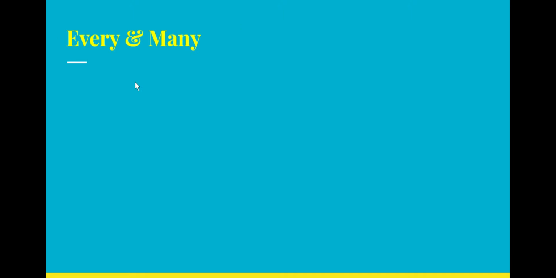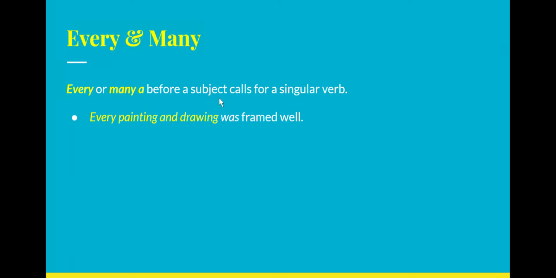What do I do when I have a sentence that starts with every and many? So the grammar rule states every or many a before a subject calls for a singular verb. So these words are usually acting as adjectives or adverbs, describing something in more detail. We treat these things as singular. So take a look at this, you guys. This one's tricky. Every painting and drawing was framed well.